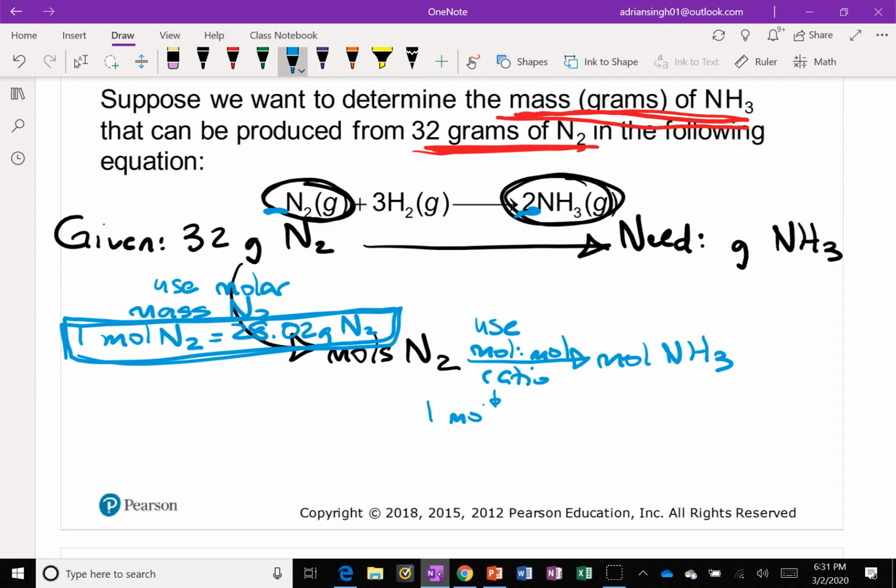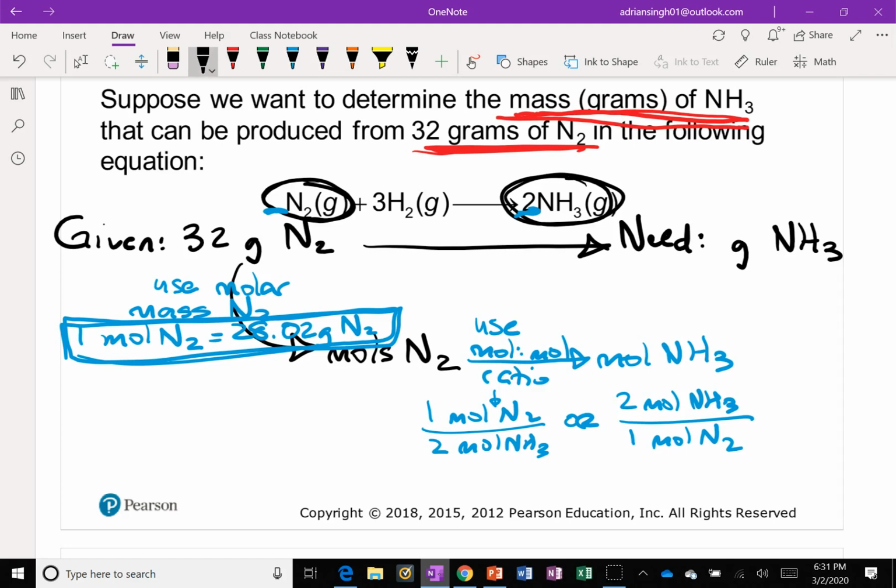Right, so 1 mole of N2 for every 2 moles of NH3, or we just flip it, depending on the units that we want. Once we get to our moles of ammonia, then we can convert that back into grams of ammonia. Moles to grams, what do we use? Molar mass, right? The molar mass allows us to go back and forth between those. We're going to use the molar mass of NH3.